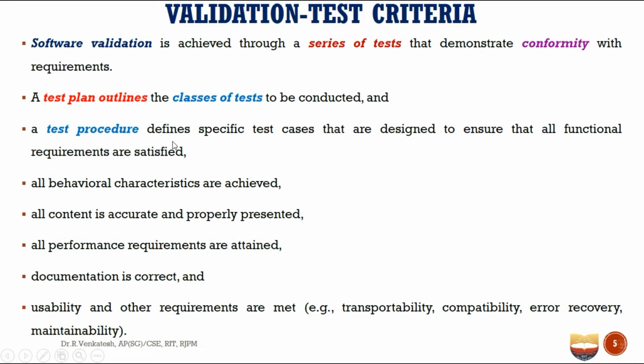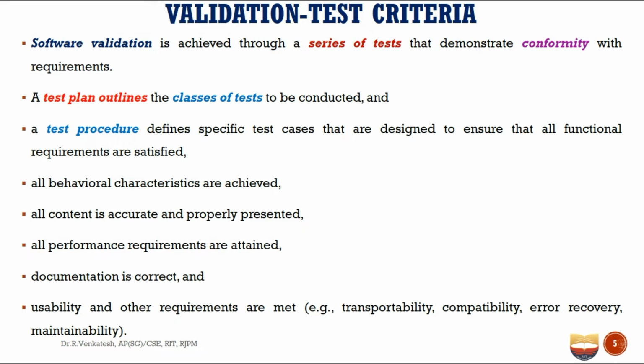Next, the test procedure defines the set of specific test cases that are designed to ensure that all functional requirements are satisfied. So we have to define the test procedure, and validation testing must cover the validation test procedure also. Next, all behavioral characteristics are achieved. In the requirement document, the user provides a set of behavioral characteristics. Whether all the behavioral characteristics are achieved in the software product must be validated. Next, all content is accurate and properly presented.